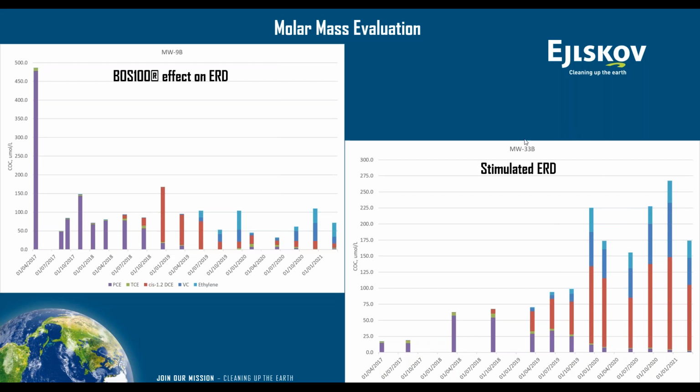In the case of MW33, which in terms of baseline value had similar PCE concentration to those of MW9 at the beginning of the remediation, we can see that without the presence of BOS 100, we have a slightly different profile in terms of DCE and vinyl chloride concentration. What this slide tells us is simply that when we use the right ingredients with our treatment, we are able to make sure that we do not exceed potentially dangerous levels of DCE and vinyl chloride in critical locations.